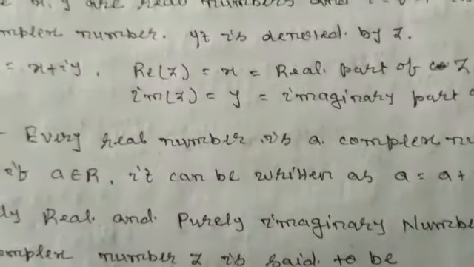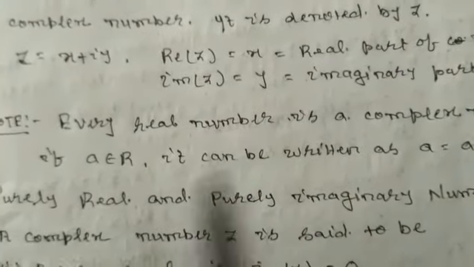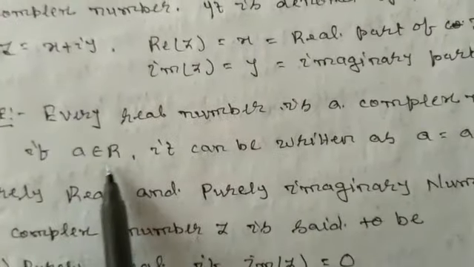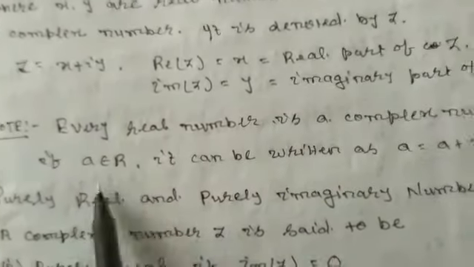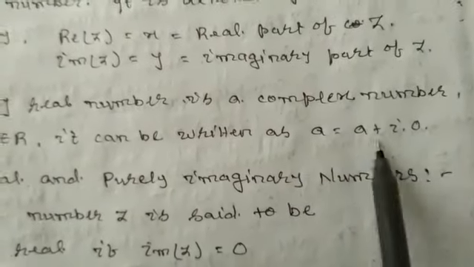Now note, every real number is a complex number. Every real number is a complex number. If a belongs to real numbers, a is a real number, it can be written as a equals a plus i0.